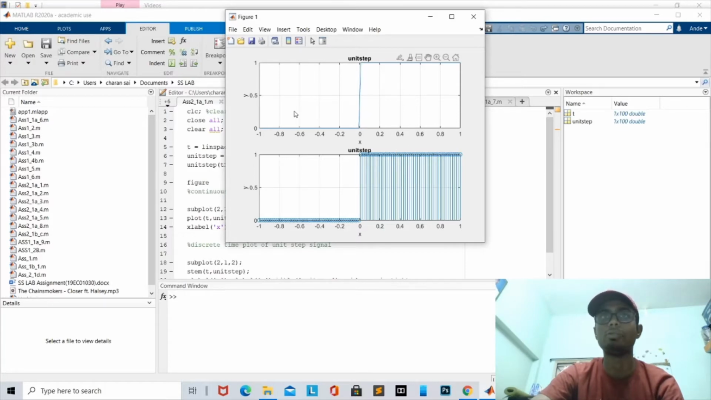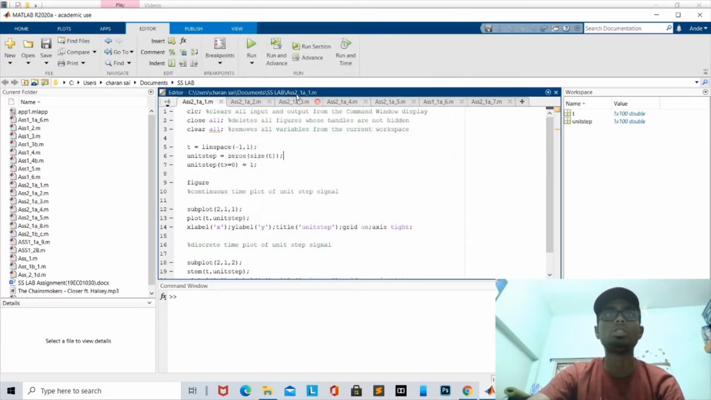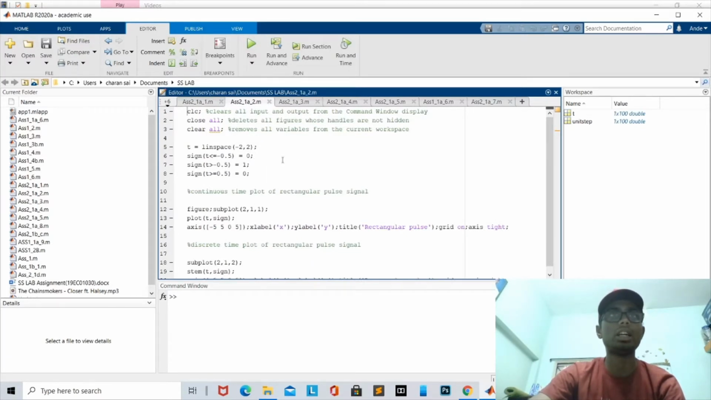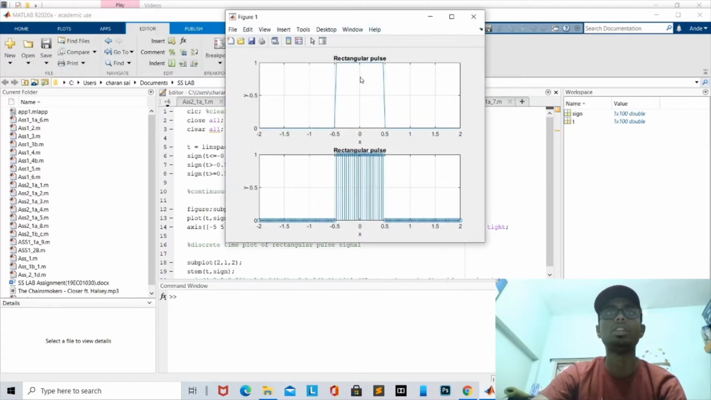So moving to the second one, which is the rectangular pulse signal. What I have done is I have used some variable t equal to some values, and I have used commands like sign of t less than or equal to minus 0.5 equal to 0, t greater than minus 0.5 equal to 1, t greater than or equal to 0.5 equal to 0. So these are the commands used for the rectangular pulse signal, and I will run the code and show you the graphs. So here comes the graph. The first one is the continuous plot of the rectangular pulse, and the second one is the discrete plot of the rectangular pulse.